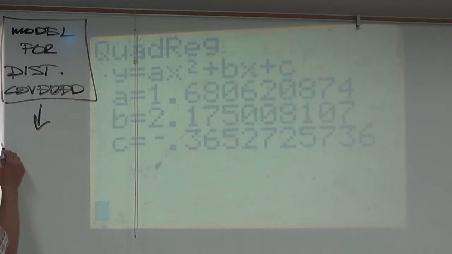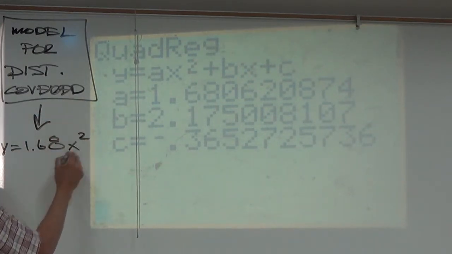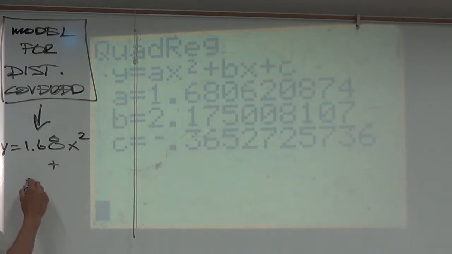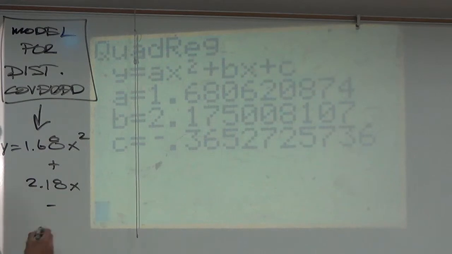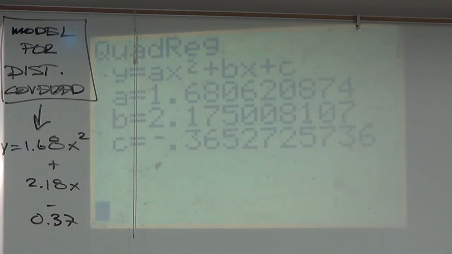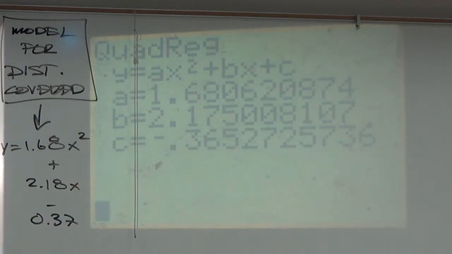It's y equals 1.68x squared plus 2.18x minus 0.37. At least you caught the 0.37 yesterday. Thank you, sister. Now you know what y is? Y is my... Speed. Careful, not yet. Speed, we have to do something else with it. What is y? Distance in feet. Yes, ma'am? And what is x? Time in seconds. Very nice.